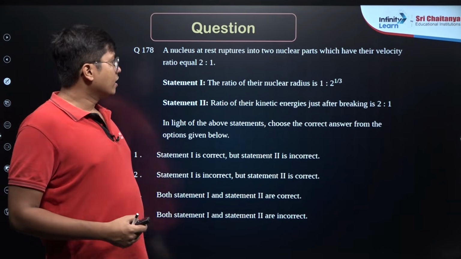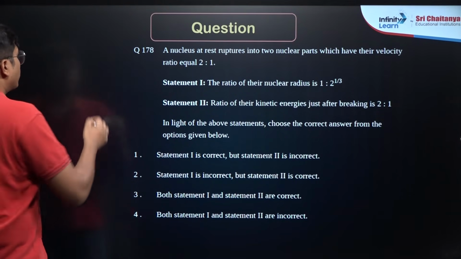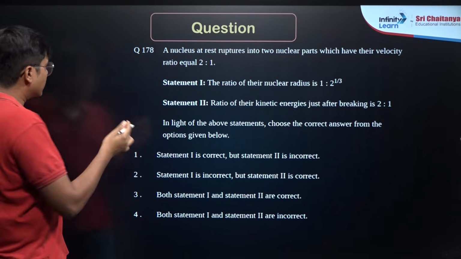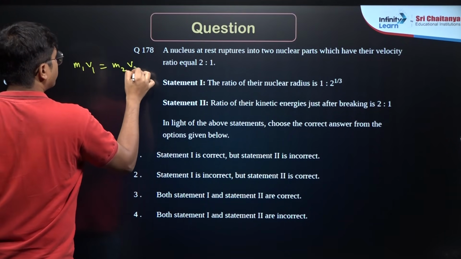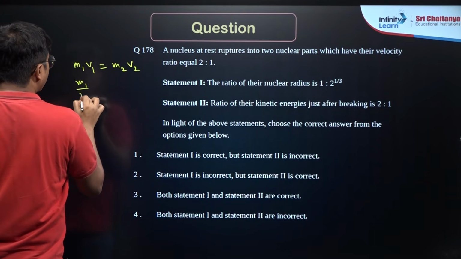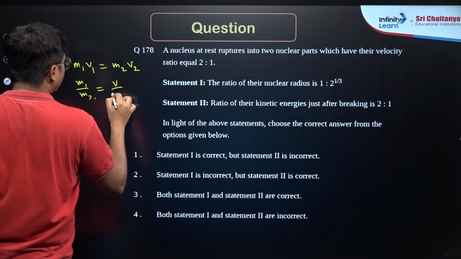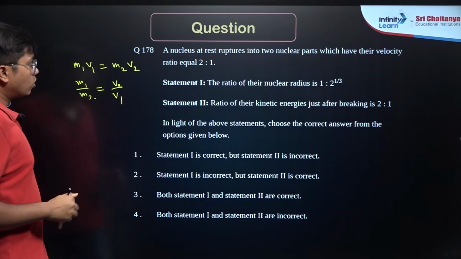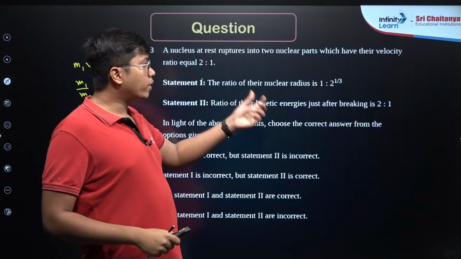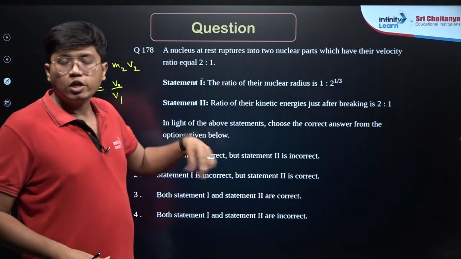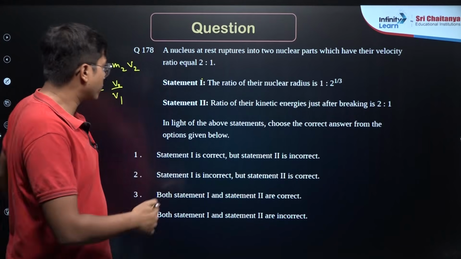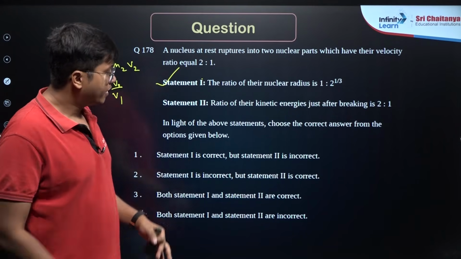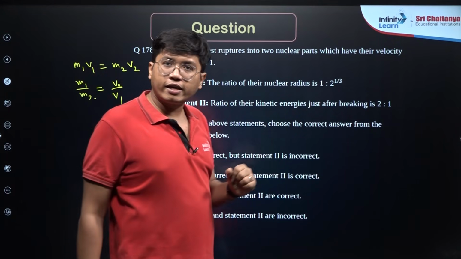Next, a nucleus at rest ruptures into two nuclear parts which have their velocities in the ratio 2:1. Ratio of the nuclear radius is how much? You know the momentum has to stay conserved, which means m1 v1 is equal to m2 v2. So m1 by m2 is v2 by v1. So if the velocities are in the ratio of 2:1, the masses are in the ratio of 1:2. So volumes are in the ratio of 1:2. So the radius ratio is 1:2 to the power 1 by 3. Correct statement.